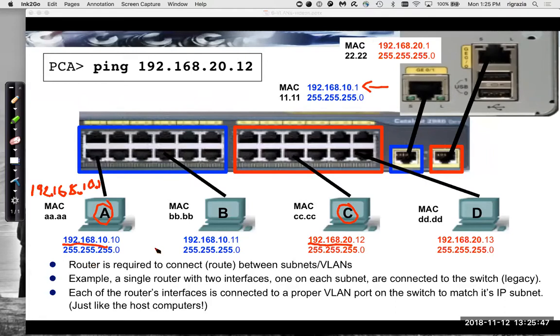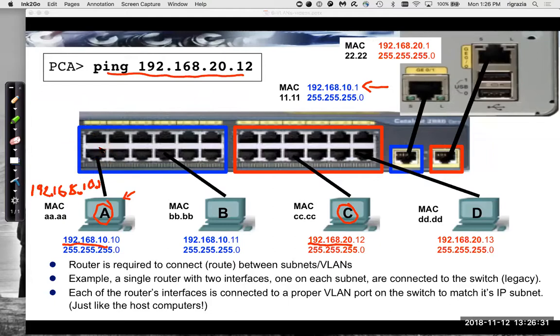Okay, looking good here. So A wants to ping C. It says, well, we're not on the same network, so I need to send my packet in an encapsulated Ethernet frame with the destination MAC address of the default gateway, the router. So it's going to look up 192.168.10.1 in its ARP cache. If it's not there, it's going to send out a broadcast, saying, hey, who out there has the IPv4 address 192.168.10.1? Send me your MAC address.